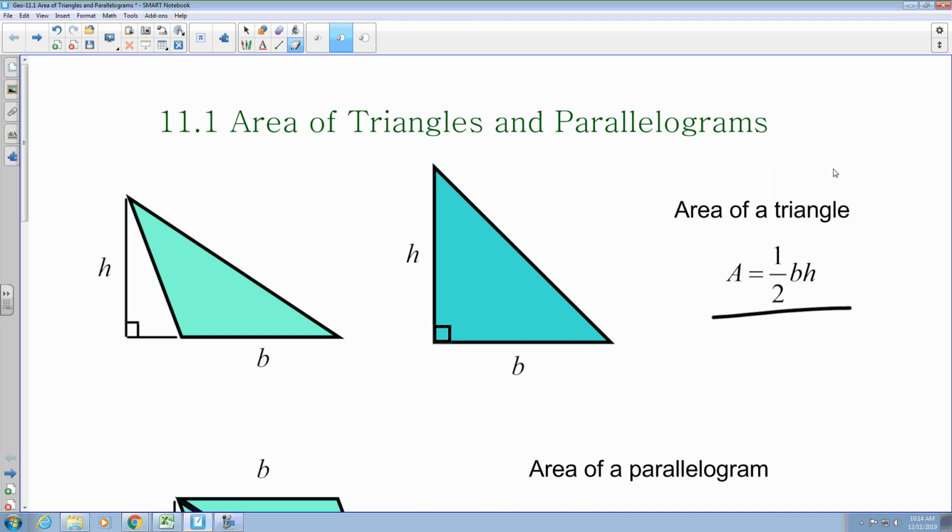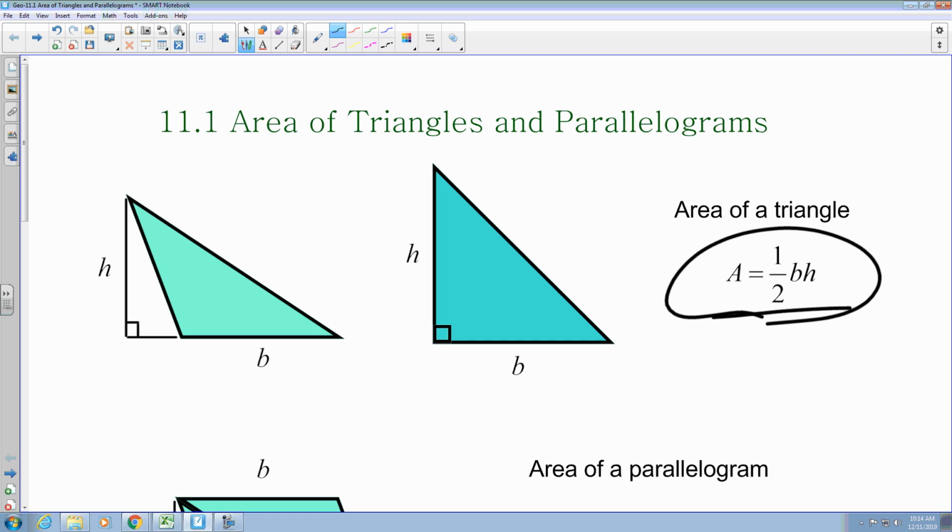All right, we're in section 11.1 where we're going to look at areas of triangles and parallelograms. So it doesn't matter which kind of triangle you have. It could be an acute triangle, it could be an obtuse triangle, it could be a right triangle. You're going to use the same formula for area for any kind of triangle, depending on what kind of angle measures they have. So it's going to be area equals 1/2 base times the height.